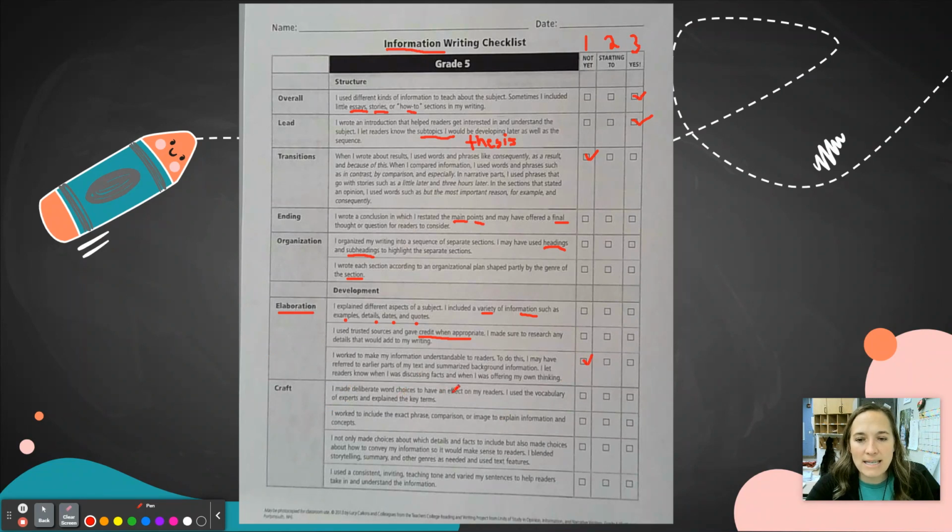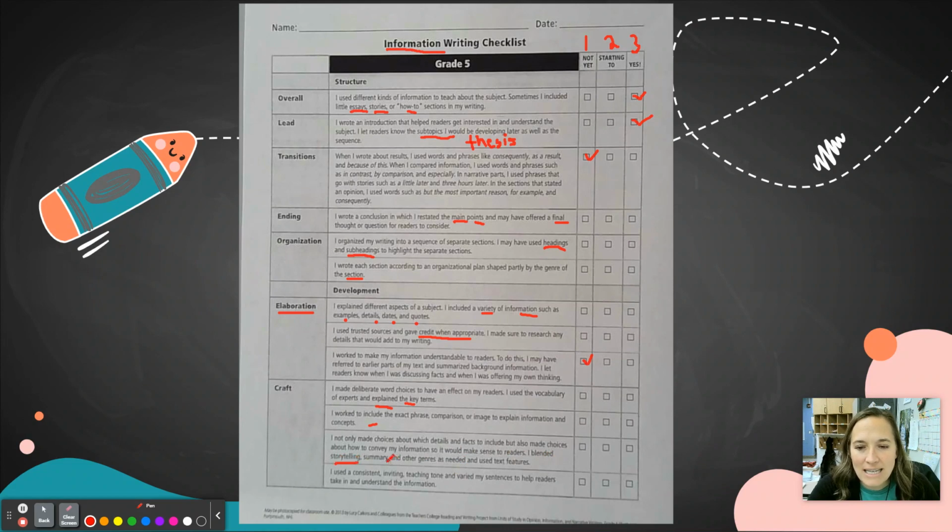I made deliberate word choices to have an effect on my readers. I use a vocabulary of experts and explain the key terms. So that means that when you used words that would be unfamiliar to a reader, you explained it when you explained your quote, okay? I worked to include exact phrase, comparison, or image to explain information to concepts. Again, that's explaining. Did you explain it well? I not only made choices about which details and facts to include, but I also made choices about how to convey my information so that it would make sense to my reader.